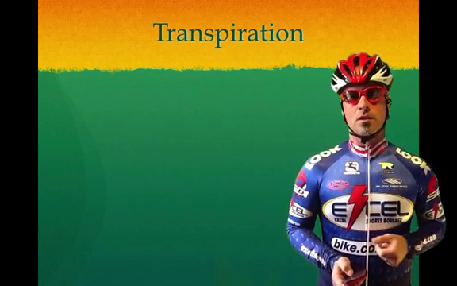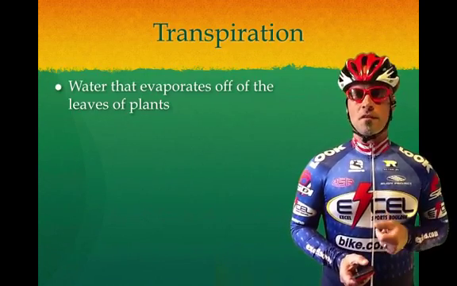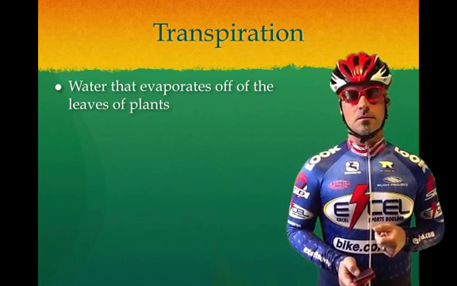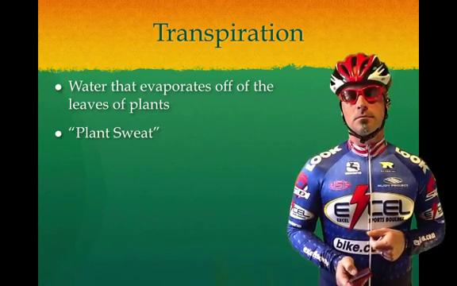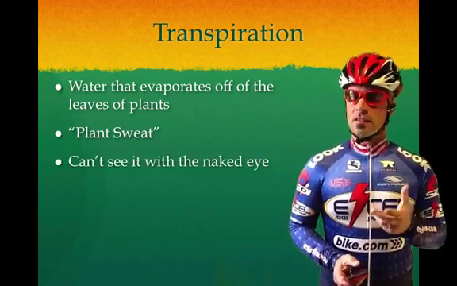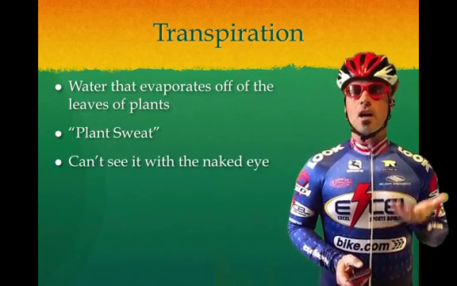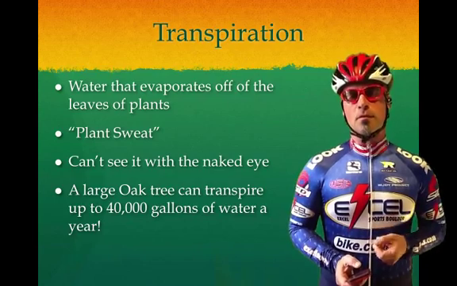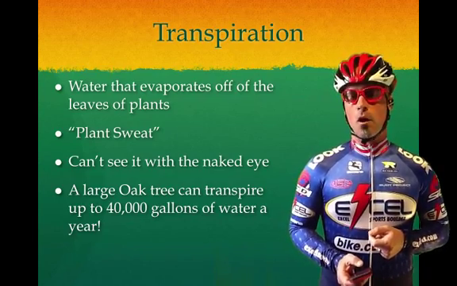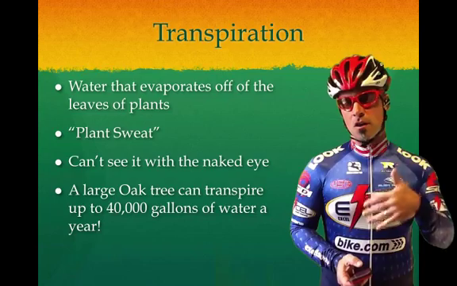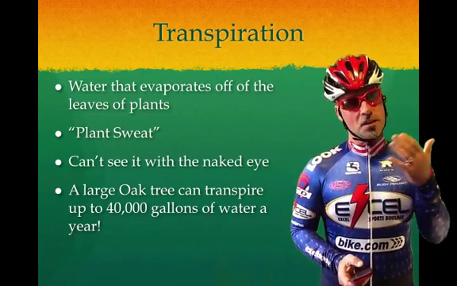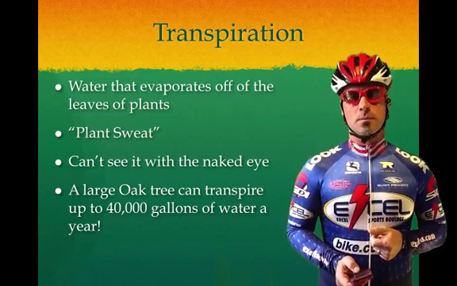All right, transpiration. This is water that evaporates off the leaves of plants. It's kind of like plant sweat. You can't see it with the naked eye, but it is still occurring. In fact, a large oak tree can transpire up to 40,000 gallons of water a year. It's part of its photosynthesis, so to speak, is transpiration.